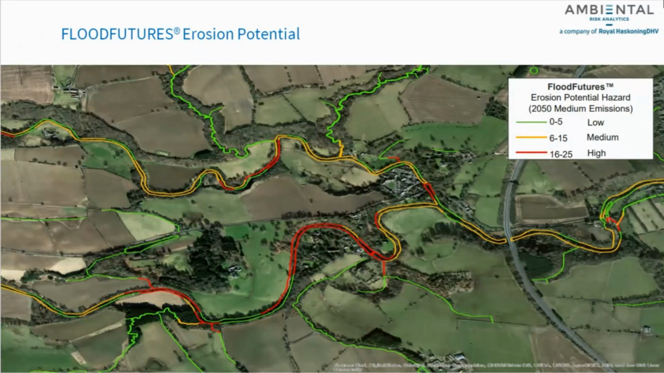Where you're going to get riverbank erosion, depending, and this is the medium emissions limit. So if you've got assets or a building site or infrastructure near a river, and you've got a high erosion potential, particularly looking into the future, does a utility or something have to move that asset, or will it damage a housing estate or something like that? So it's just a good indication of what might happen in the future.